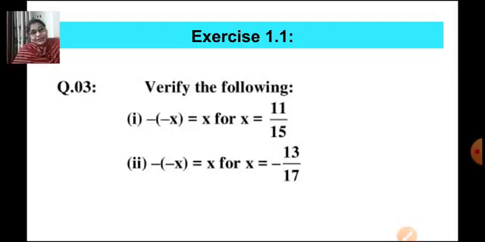Now question number 3, verify the following. Negative of negative x is equal to x for x value equal to 11 upon 15.